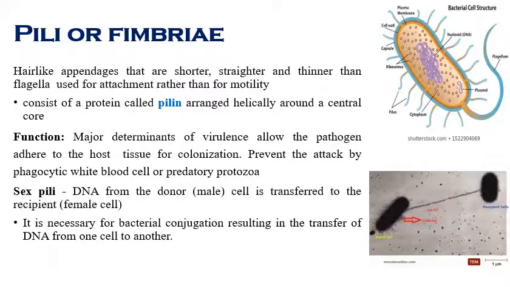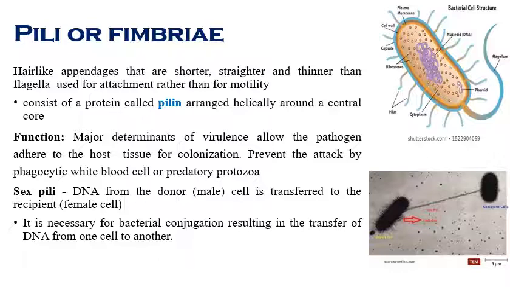The function of the sex pilus is that the DNA of the donor is transferred from donor cells to recipient cells. The main function of pili is that it allows the DNA to pass from the donor bacterium to the recipient bacterium. It is helpful for bacterial conjugation, resulting in the transfer of DNA from one cell to another. That is the main function of pili.